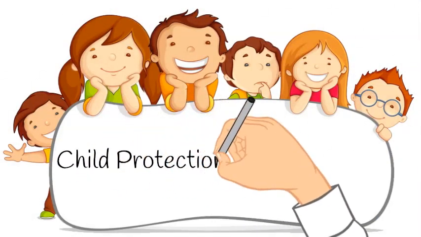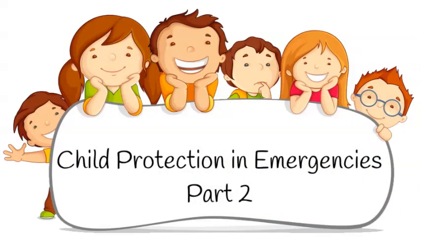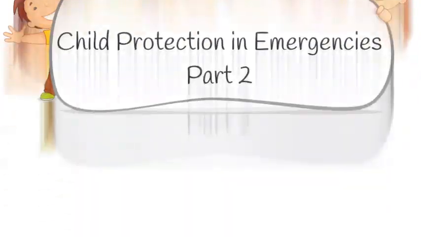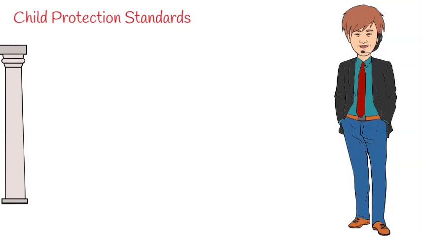Child Protection in Emergencies. Part 2. Child Protection Standards. The Convention on the Rights of the Child comprises 4 main pillars, as follows.